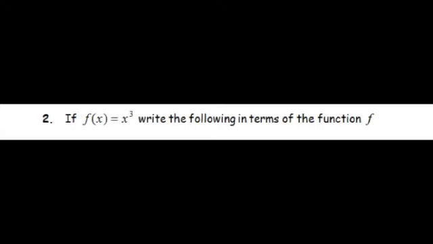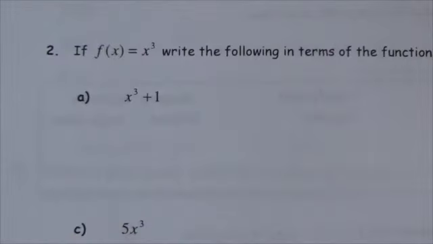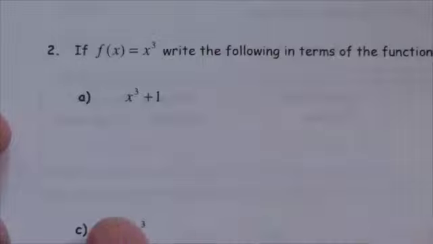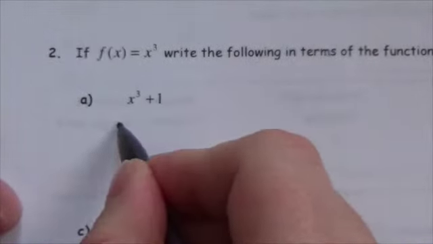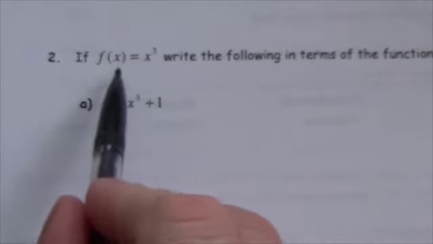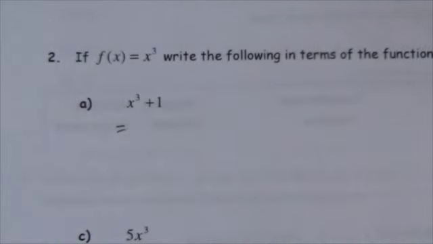If f of x is equal to x cubed, write the following in terms of the function f. I love this question. I think this is wonderful, the idea of getting you to go backwards with the function notation. If you can walk this one through, you should really get a sense of what's going on here. The function that I'm working with is f of x is equal to x cubed.